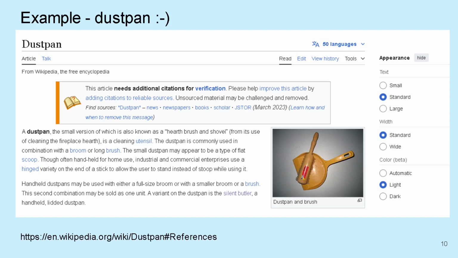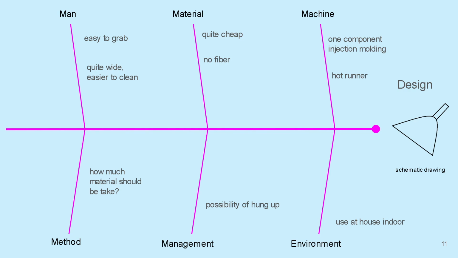Okay, so now I would like to go to an example and I have chosen a dustpan. I think that each real home hero knows this tool. Now, I think the diagram will be easier to understand. On the upper right side, we see the topic man. When we're thinking about man, what will be important for a dustpan? In my opinion, a dustpan should be easy to grab.